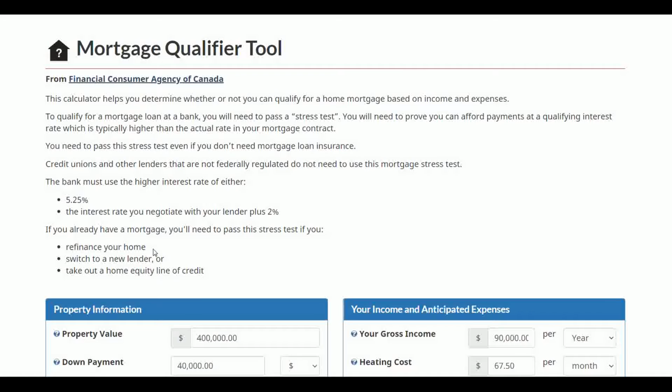So if you negotiated 2% for your 5-year fixed mortgage, that means it will be a 4% rate that they'll be using to qualify. But that's obviously lower than the 5.25%. So that means they'll use 5.25% as a qualifying rate. This rate is used for basically every transaction you're going to want to do: a refinance, switching to a new lender, or purchasing a new home. So keep that in mind.